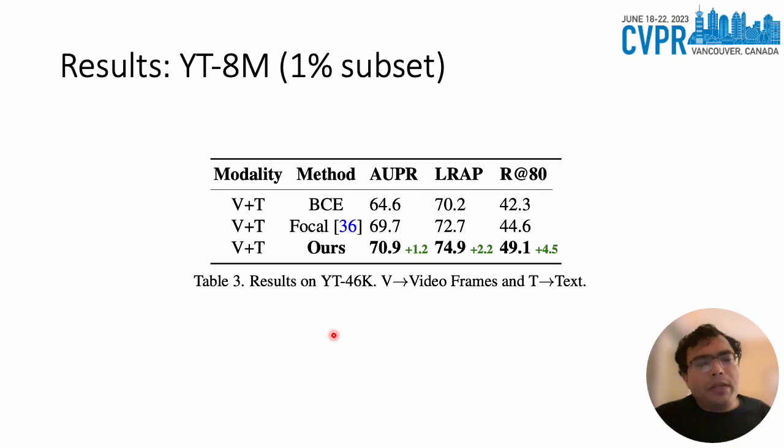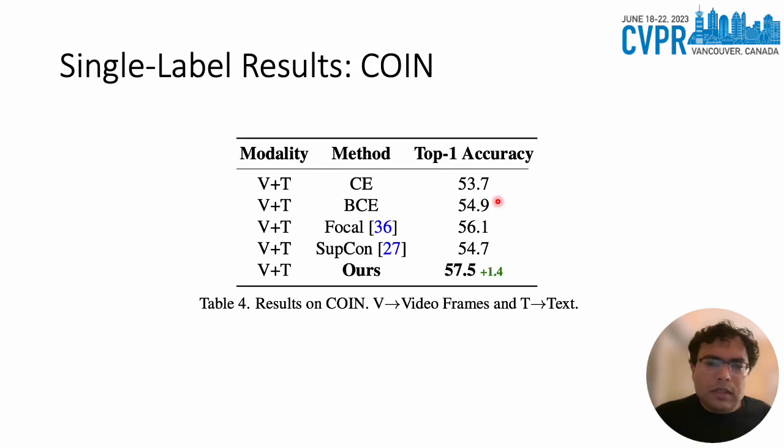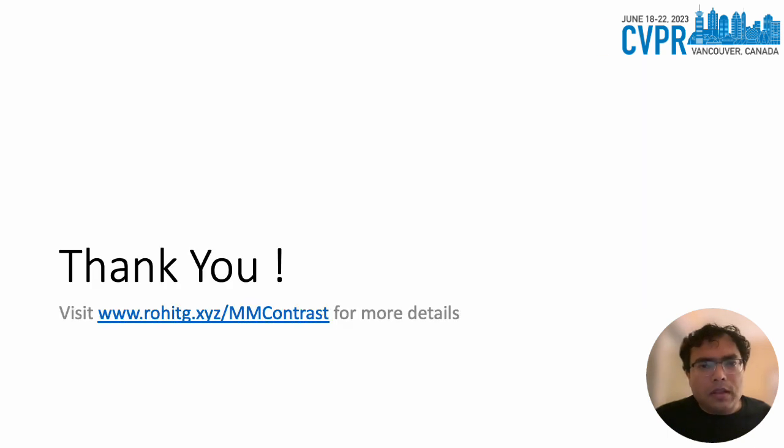We also evaluate our method on a 1% subset of YouTube 8 million dataset, which consists of 46,000 videos. Here we observe our method provides significant gains over binary cross entropy as well as focal loss. Even in the single label setting, such as task classification on the coin dataset, our method outperforms strong baselines such as supervised contrastive learning, focal loss, and cross entropy.